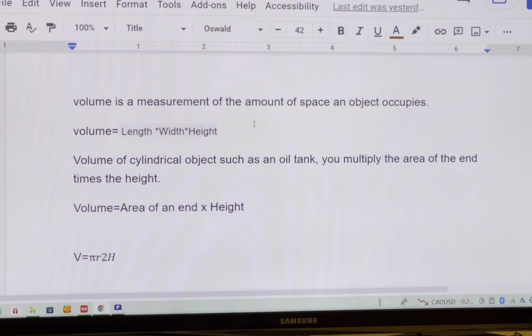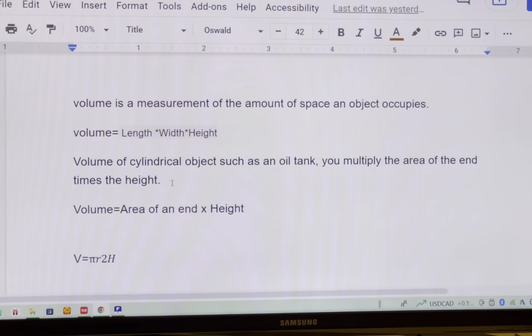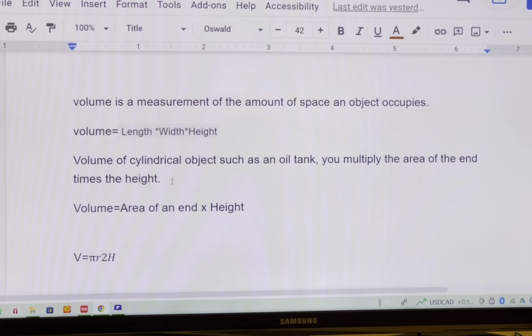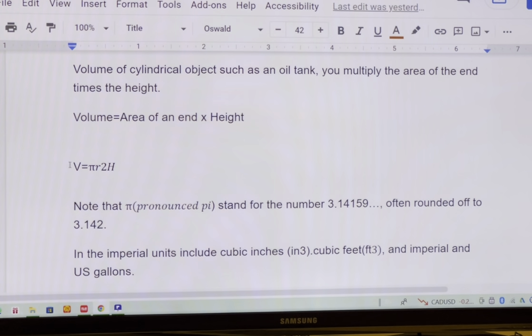Volume is the measurement of the amount of space an object occupies. Volume equals length times width times height. For a cylindrical object such as an oil tank, you multiply the area of the end times the height. Volume equals the area of an end times height. We often use V for volume.